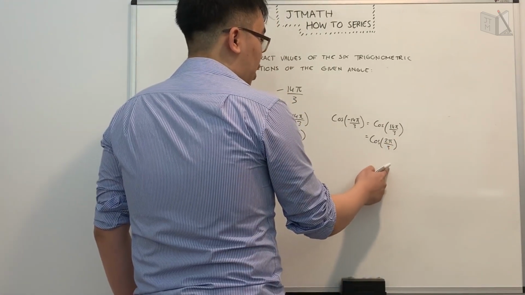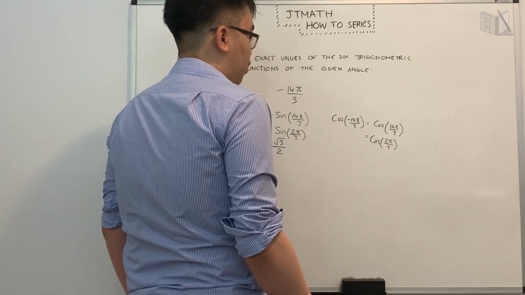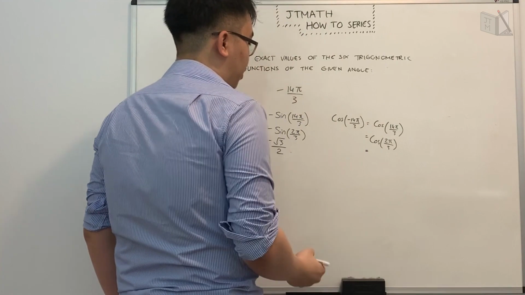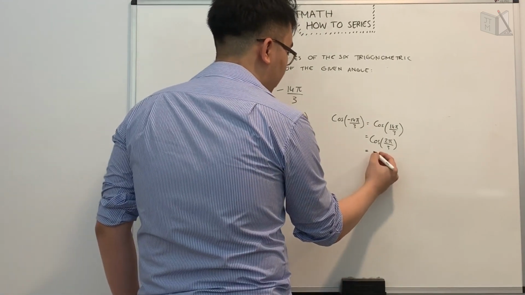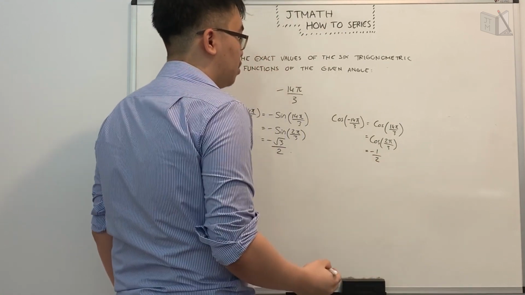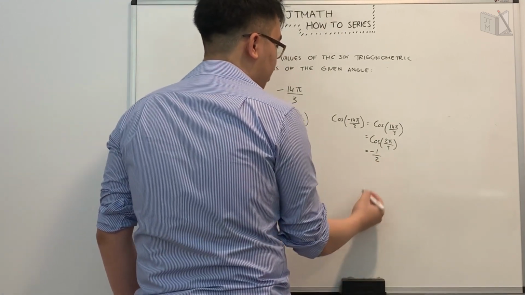Now once again, 2 pi over 3 in degrees is 120 degrees, which is in the second quadrant. So my x value, which is cosine, is going to be negative. And cosine of minus 14 pi over 3 is minus 1/2.